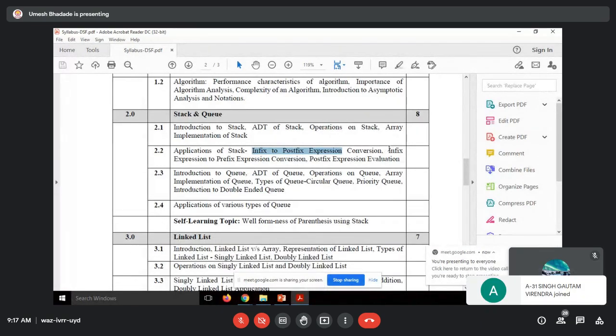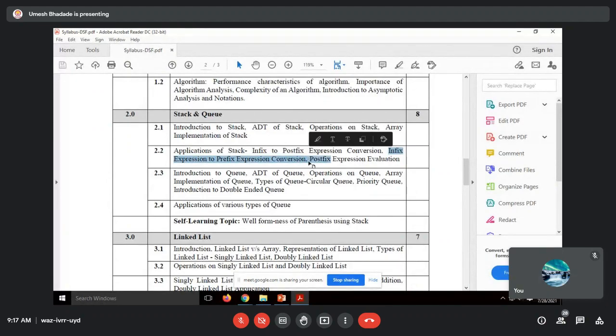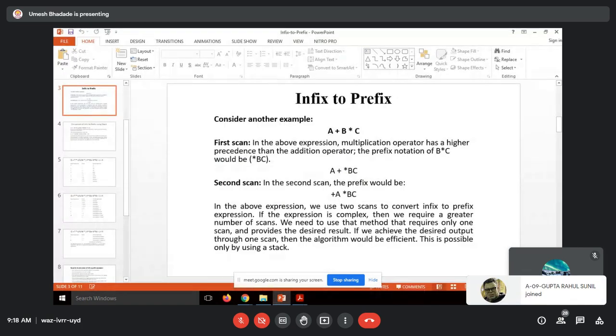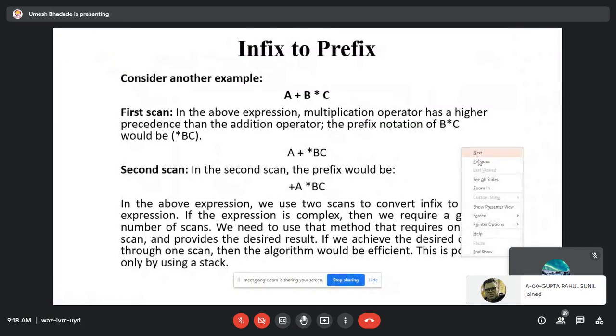So today we will see another conversion, that is infix to prefix, because we have seen that there are three kinds of Polish notation. One is prefix, one is postfix, and the usual one is infix. If the operator is in between the two operands, it is called infix. If the operator is after the operands, it is postfix, and if the operator is before the operands, it is prefix, right? So let us start with infix to prefix.